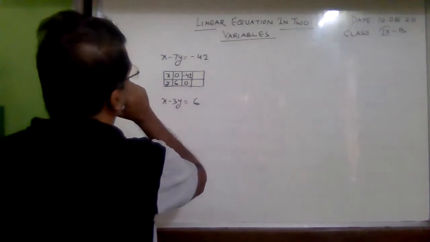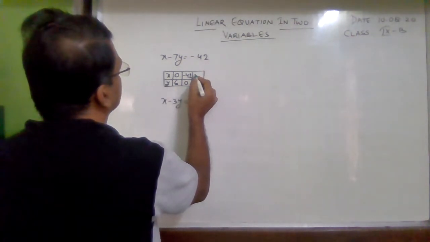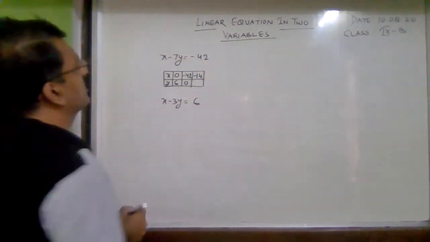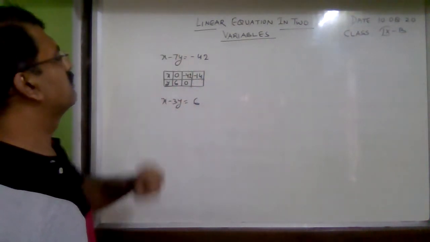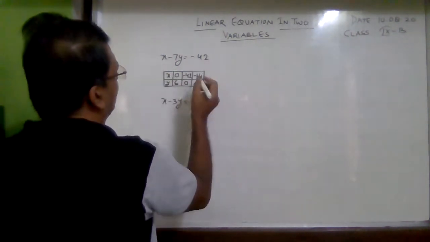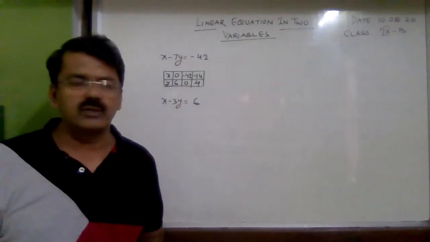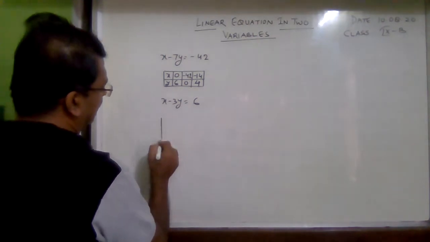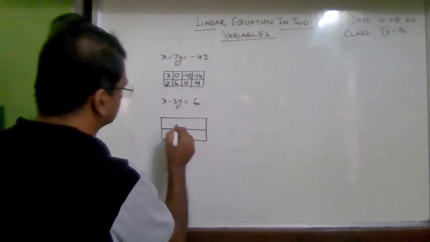For that you put x is equal to say minus 14. If you put x is equal to minus 14, when minus 14 is shifted to that side, it will be plus 14. So minus 42 plus 14 will be minus 28. So y will be 4. Okay, when x is equal to minus 14, then y is equal to 4. Clear?